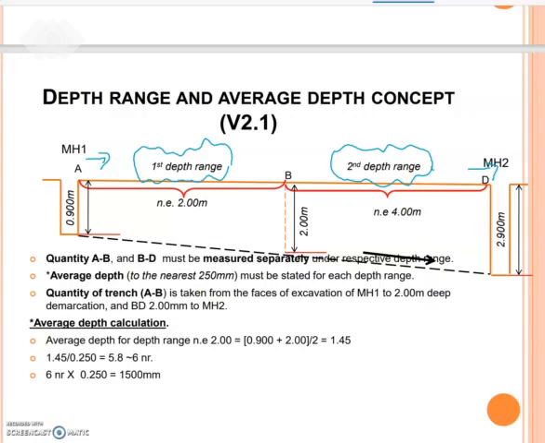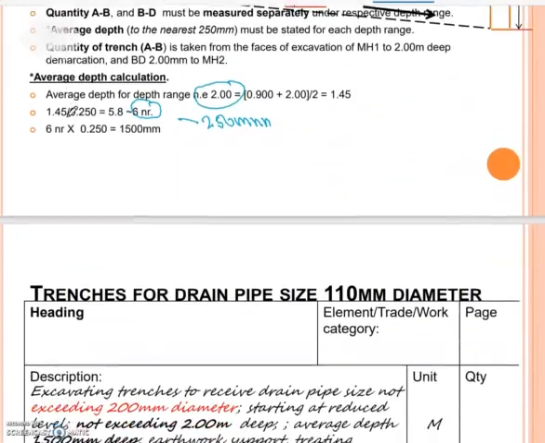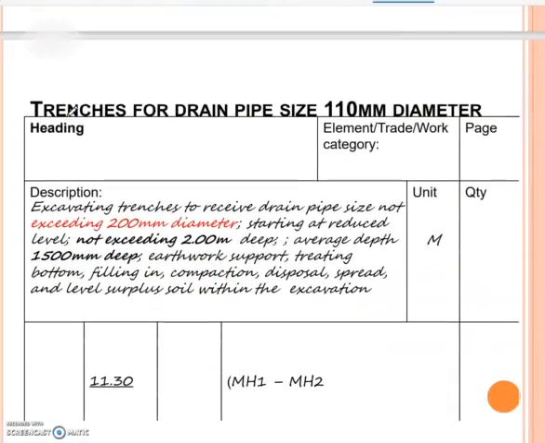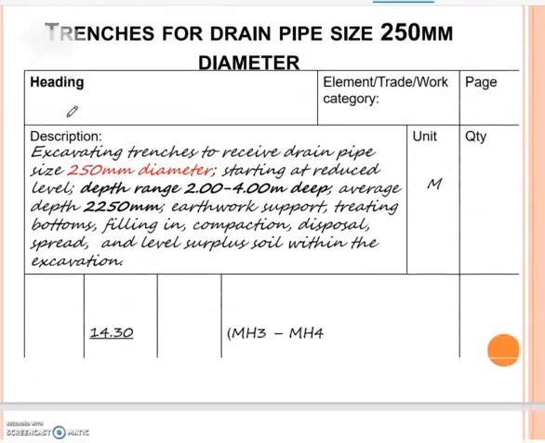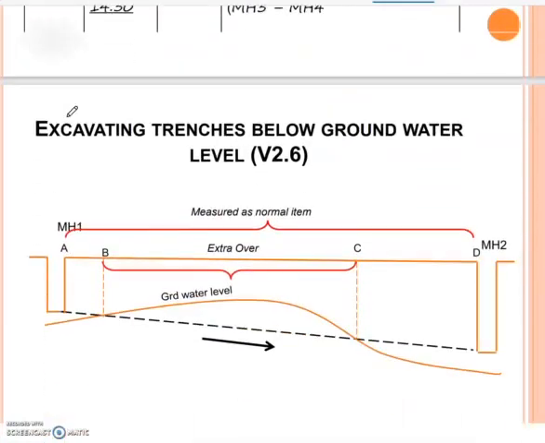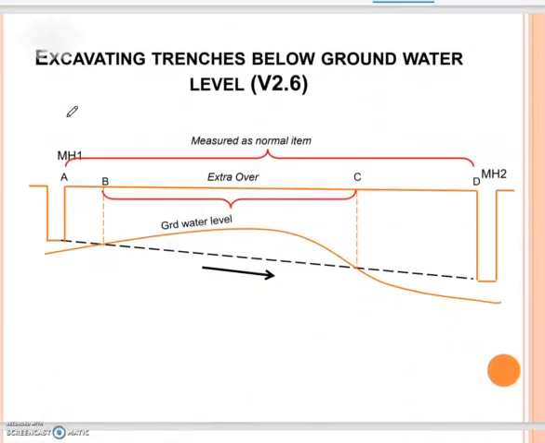So average is 250. Okay, so within this, for example, here we have not exceeding 2 meter, which means we have like six number of average depth of 250 mm. So this is how you're going to describe your trenches for drain for pipe size 110 mm diameter, 250 mm diameter. Okay, I think that's all for part 1.